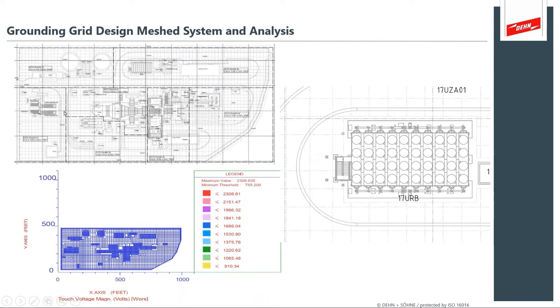Here we have a large plant with many separate buildings, but the earthing system at a plant like this is going to look like a buried grid. And with a design like this, and knowing the soil conductivity, we can come back and do analysis of touch and step voltage. So this is all part of the larger design system.